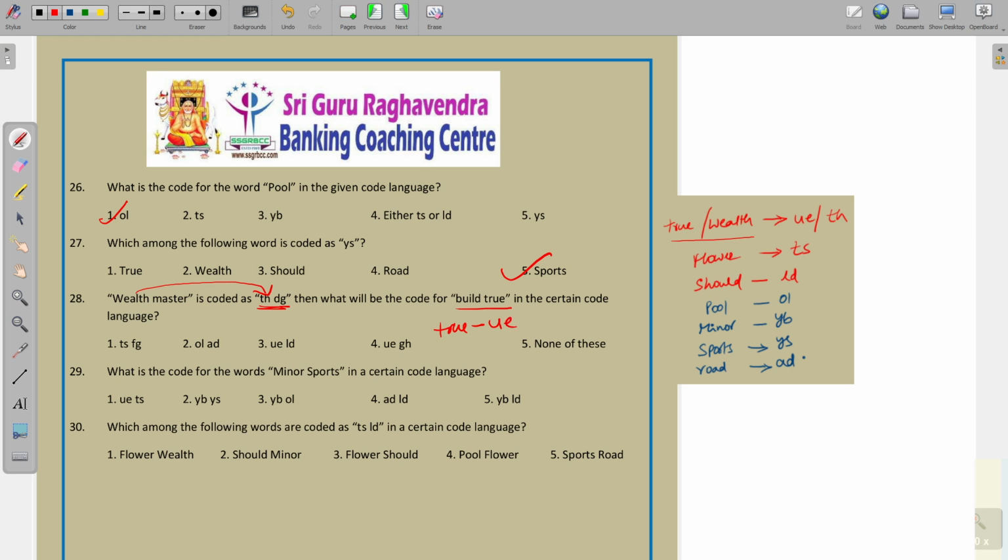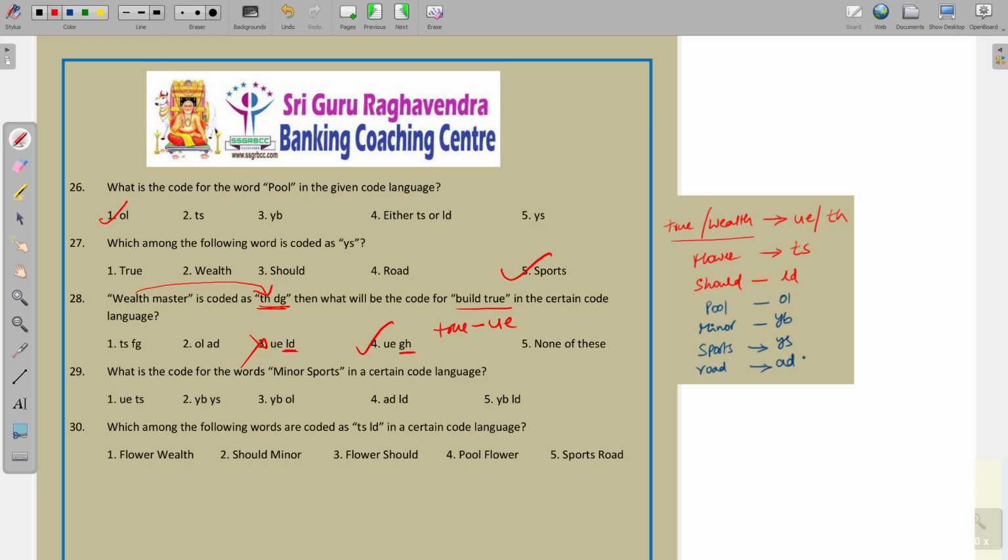Okay, and next, what is the code for build and true? So there is no build word here. Build and word లేదు కాబట్టి so look, first UE. So where UE and LD. LD is already coded as LD. LD అనే వర్డ్ని we should code it as should do. This one is not correct, and there is no GH code for any word. Okay, this one is the answer. UE GH is the answer.